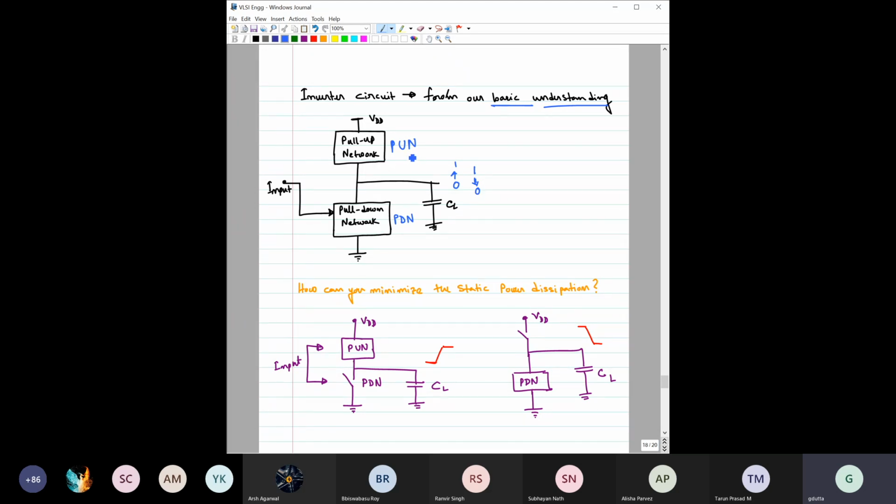And so far, in our discussions, we have considered the load, and this is considered the driver. But it can happen that the input is not only driving this lower part. It can happen that the input can drive this one as well.